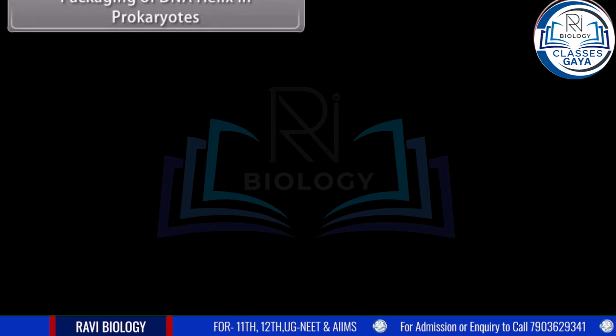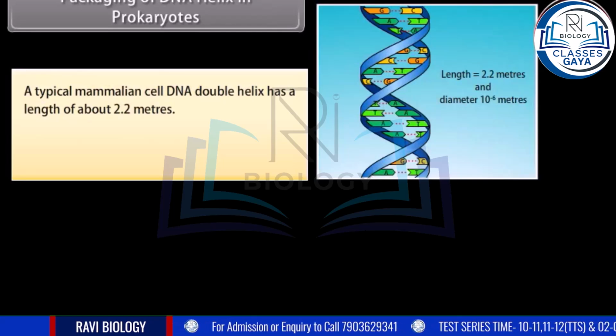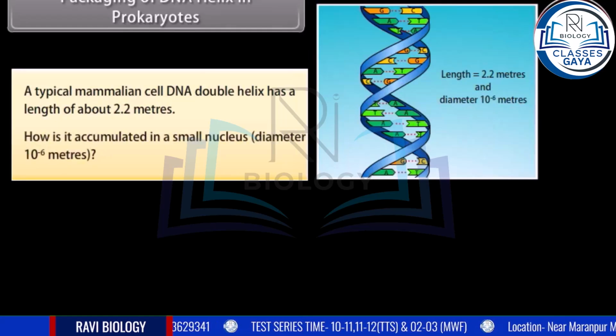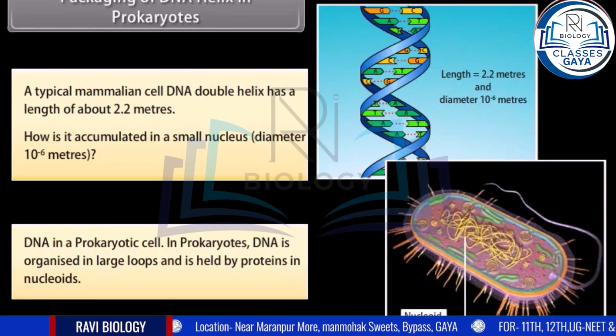Packaging of DNA helix in prokaryotes. A typical mammalian cell DNA double helix has a length of about 2.2 meters. How is it accommodated in a small nucleus? Let us first look at a prokaryotic cell. In prokaryotes, DNA is organized in large loops and is held by proteins in nucleoids.